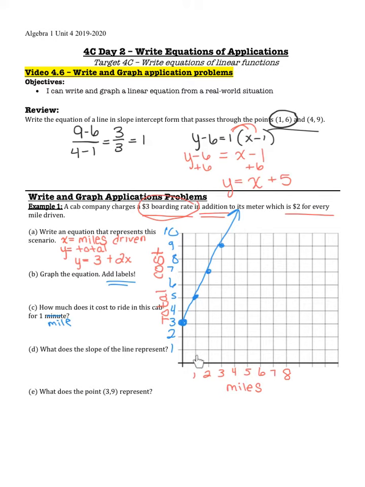So at 1 mile, what's my cost? $5. So that's what I'll write, $5. And we can even write it as in a sentence, right? For 1 mile.